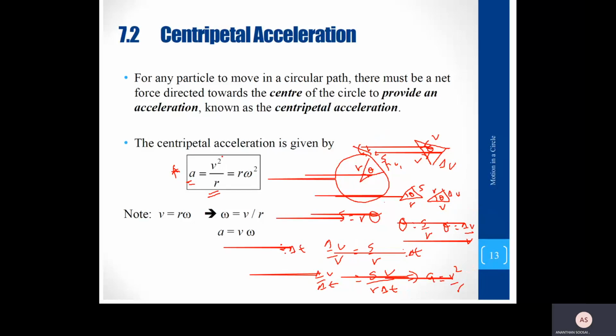Okay, so v squared over r, you know how they got the second one? R omega squared. The v they substitute as v equals r omega, so they got r omega squared. So this is your third formula for today: centripetal acceleration, v squared over r, or r omega squared. Any questions so far? This is for today's lesson.